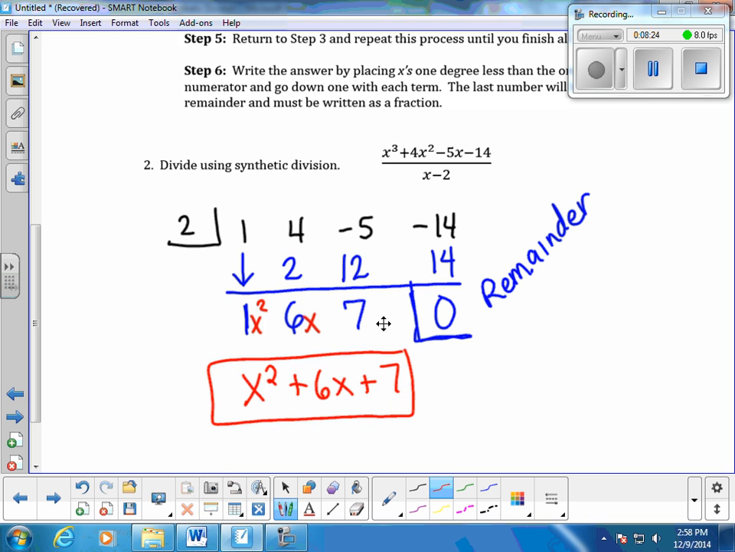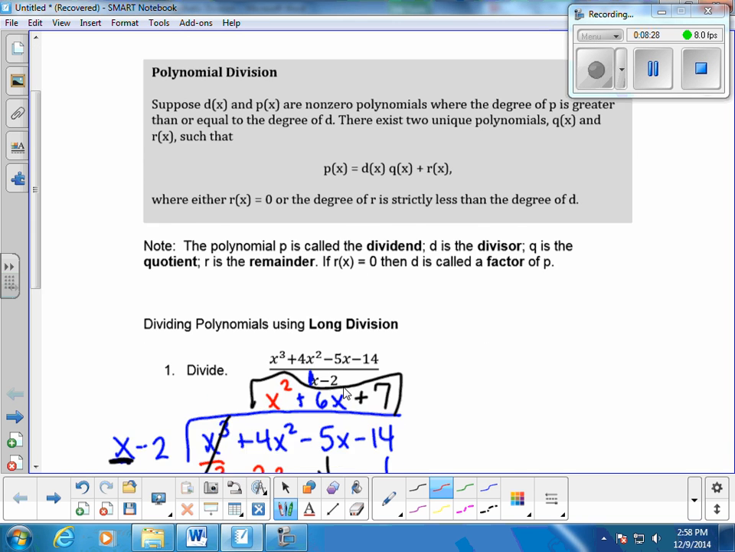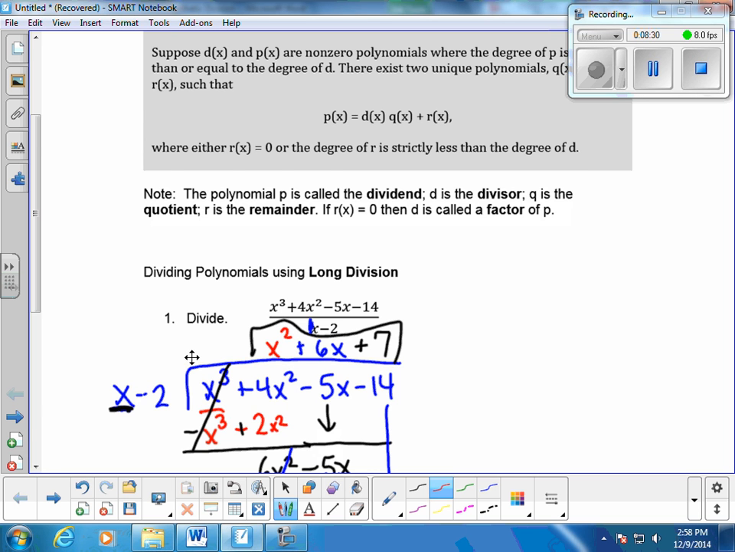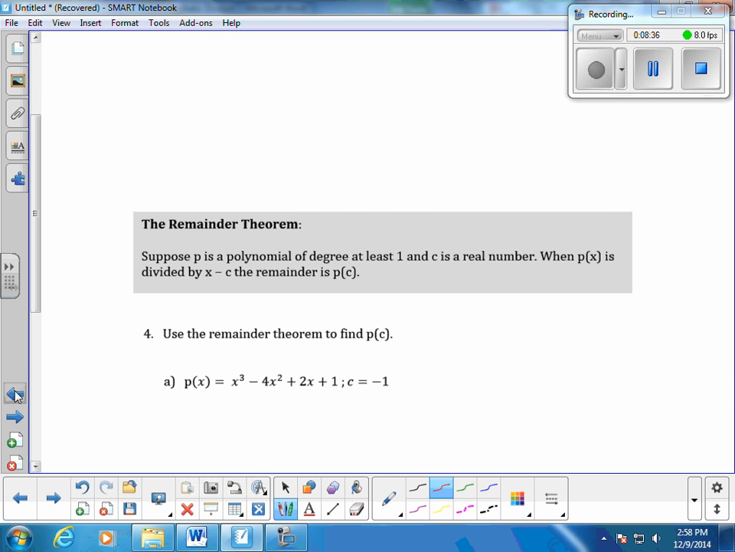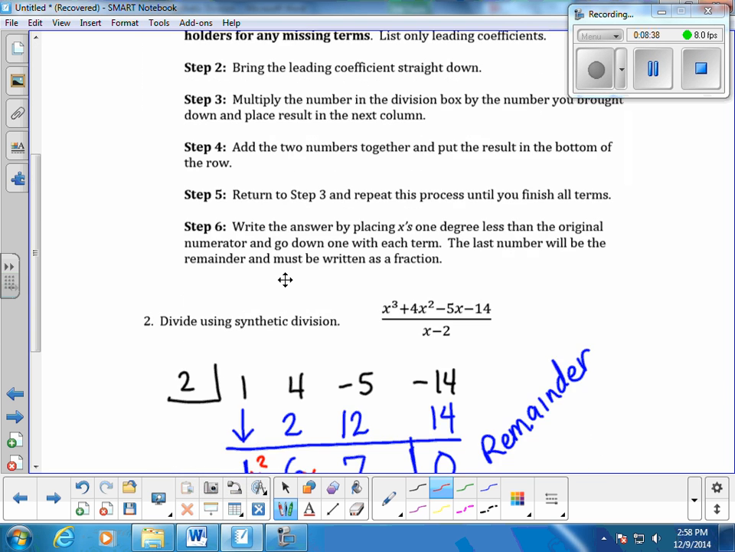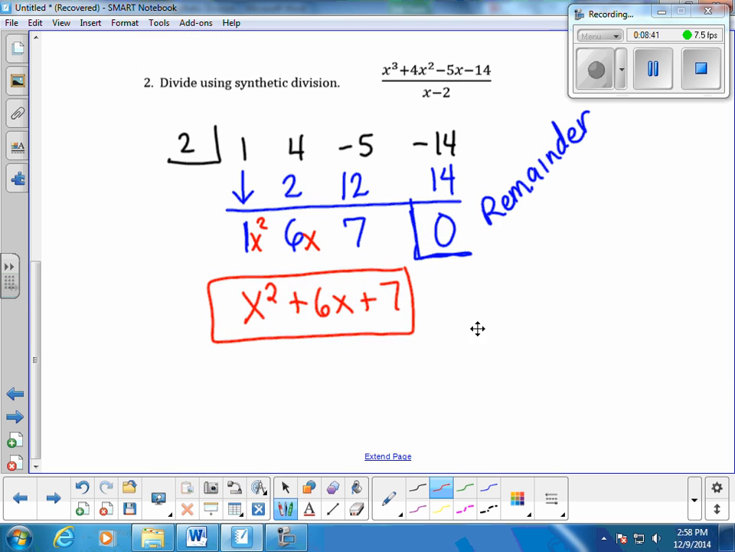And I want you to look back. That's the exact same thing we got with the long division problem. x squared plus 6x plus 7. You can see it's a lot less time, one more page over, and a lot less work involved in using synthetic division. So that's the magic of it.